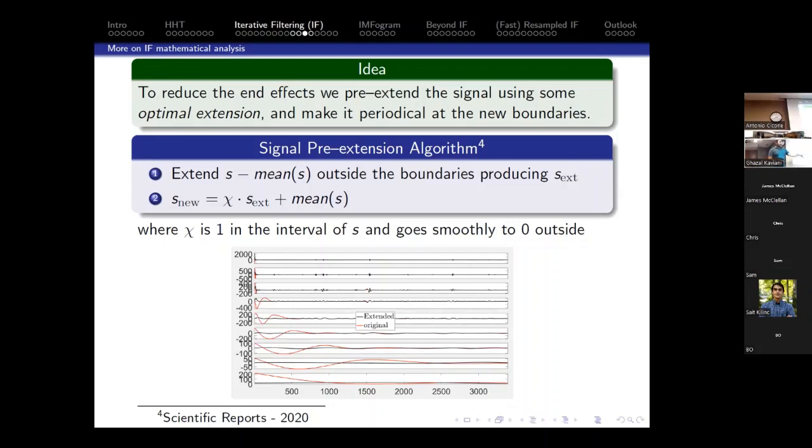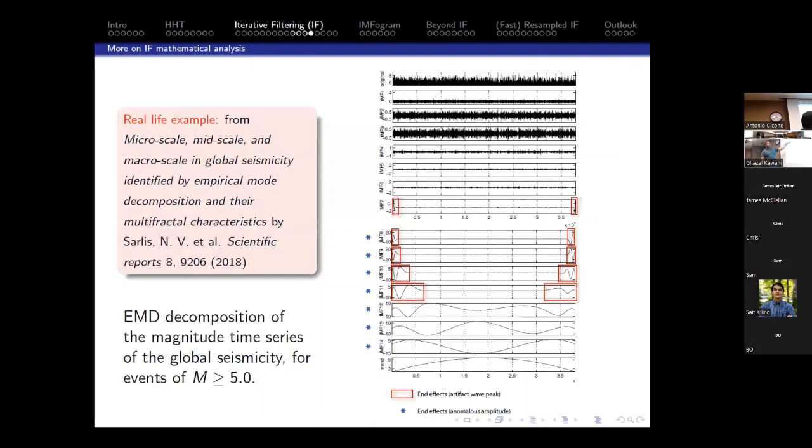Here I showed you a small example, but I want to show you a real life application. Basically, we found this paper in Scientific Reports, published a few years ago, where they were applying empirical mode decomposition to the signal you see here, which represents daily earthquakes with magnitudes from 5 up to 9. And they ran the decomposition with EMD.